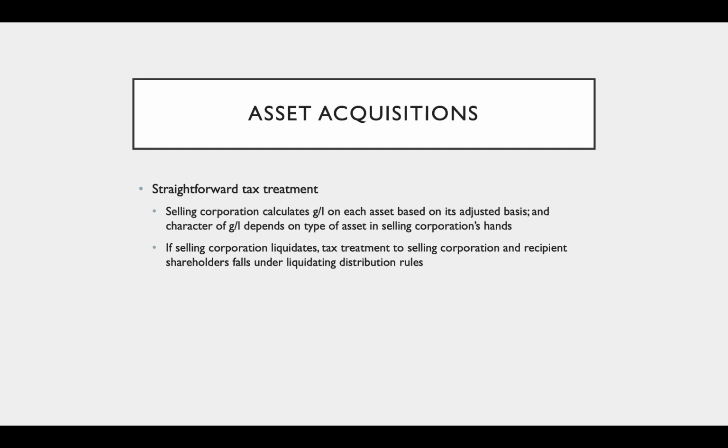If it liquidates, then we have to worry about the tax treatment to the selling corporation and then to the shareholders. So the tax treatment to the selling corporation and the recipient shareholders falls under the liquidating distribution rules that we have talked about before. And remember, if it's a meaningful liquidation, we treat it as a sale. If it's not a meaningful liquidation, we treat it as a dividend.